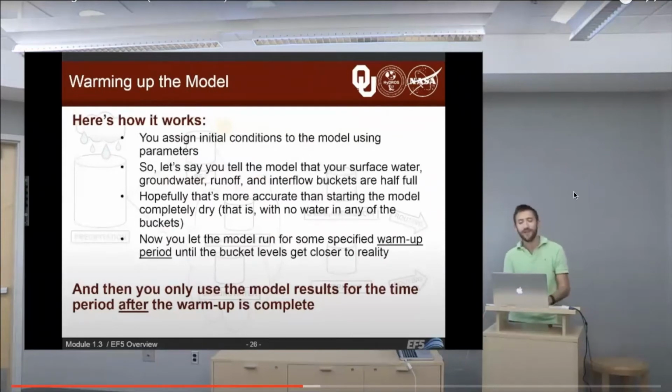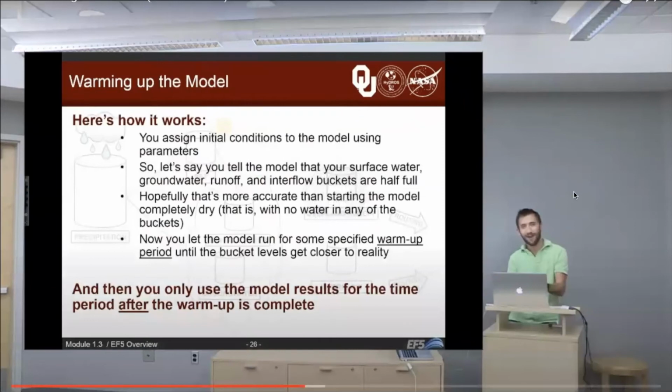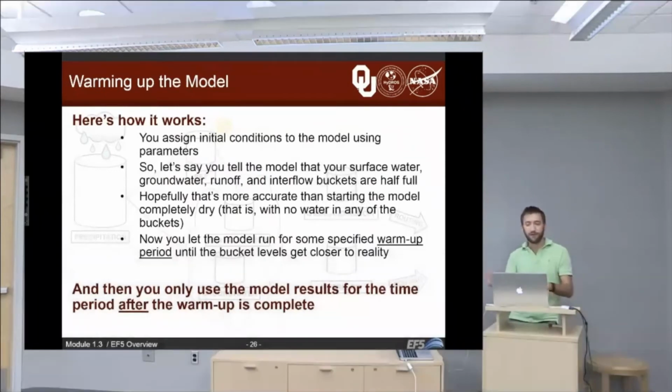Here's how it works. You're going to assign initial conditions to the model using parameters. And remember, we had several parameters we mentioned that started with an I. That I stands for initial.